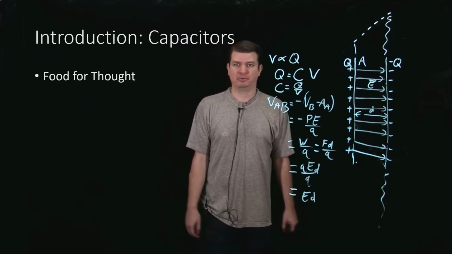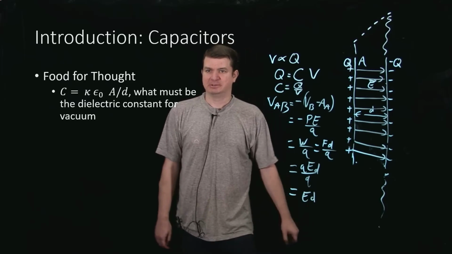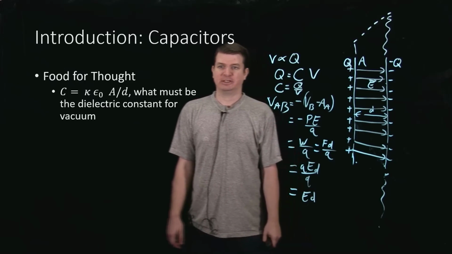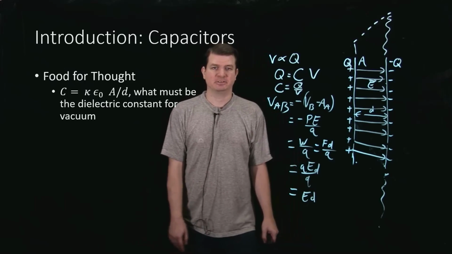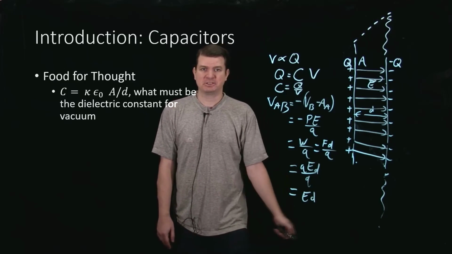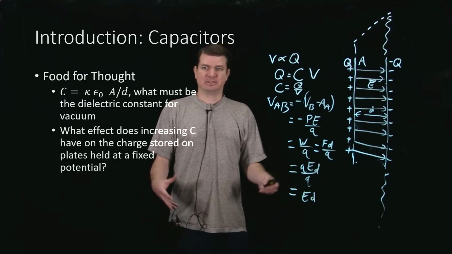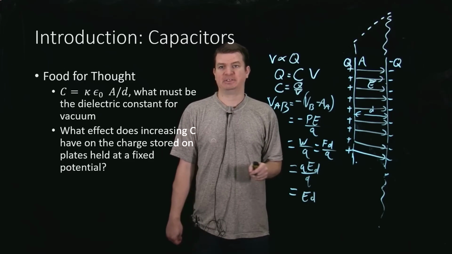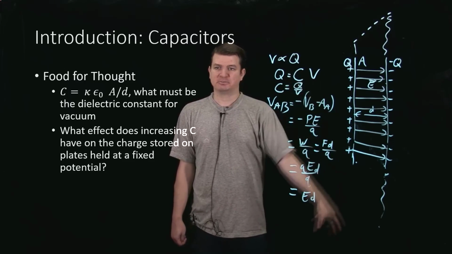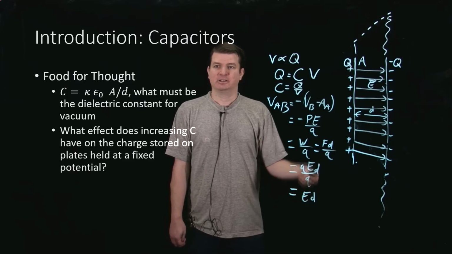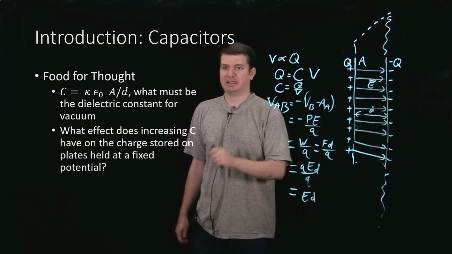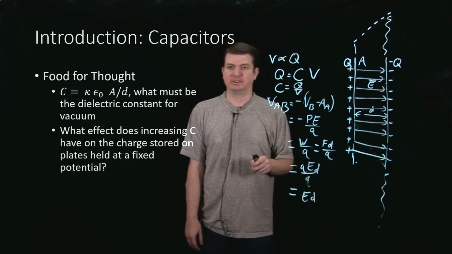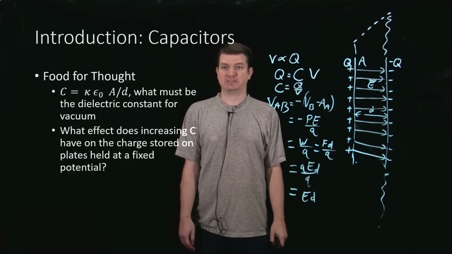Okay, so then some food for thought. We know that we can write down that the capacitance in general is some dielectric constant times epsilon naught A on D. So what must be the dielectric constant for vacuum? And sort of a more interesting thing to think about is, suppose that what I've got is a set of parallel plates and they're connected to a battery, so it's maintaining them at a fixed potential difference, and I insert some dielectric. So I change the dielectric constant, it becomes larger, so I increase C, the capacitance of my capacitor. What effect does that then have on the amount of charge that I'm actually storing in those plates?